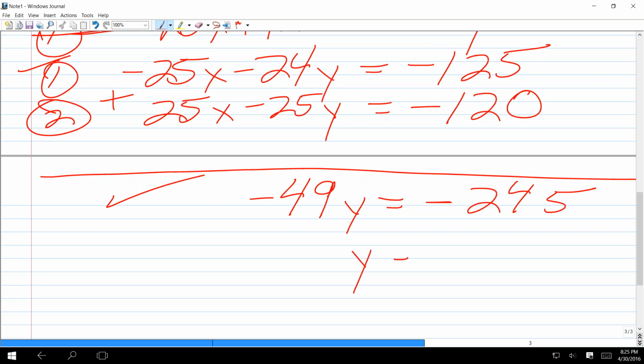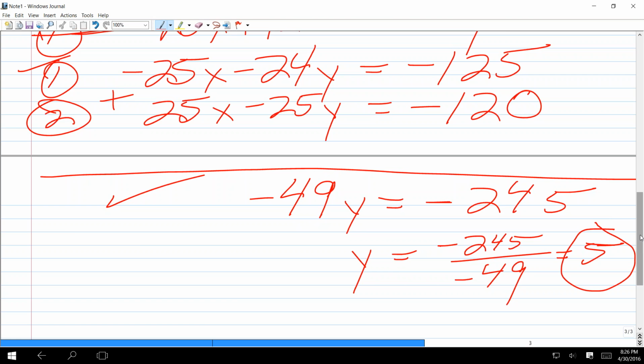So y equals 245 divided by 49. Is that a... Yeah, exactly 5. And it's plus 5 because it was minus 245 divided by minus 49. Minus divided by minus is plus. So we've solved for one variable, y.